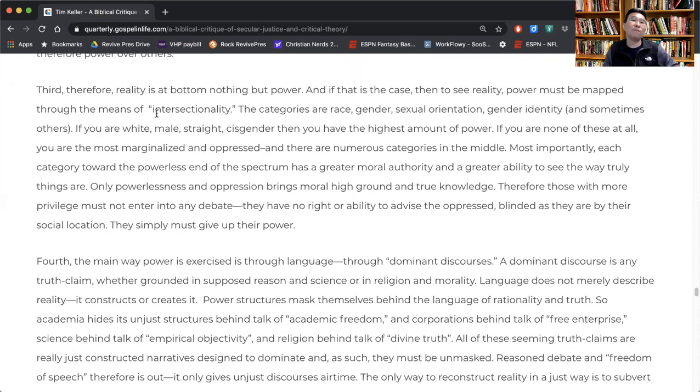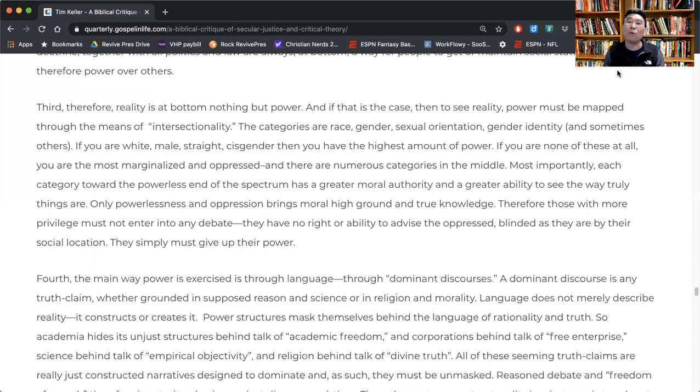Third, therefore, reality is at bottom nothing but power. See, power is that you can see everything if you have the key to power. And if that is the case, then to see reality, power must be mapped through the means of intersectionality. The categories are race, gender, sexual orientation, gender identity, and sometimes others. So there are different layers, the way these various categories intersect to see how much privilege or power you have or how oppressed you are.